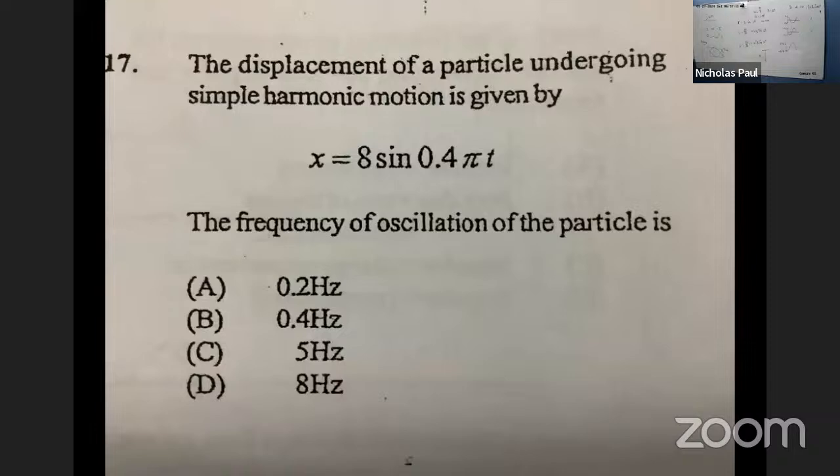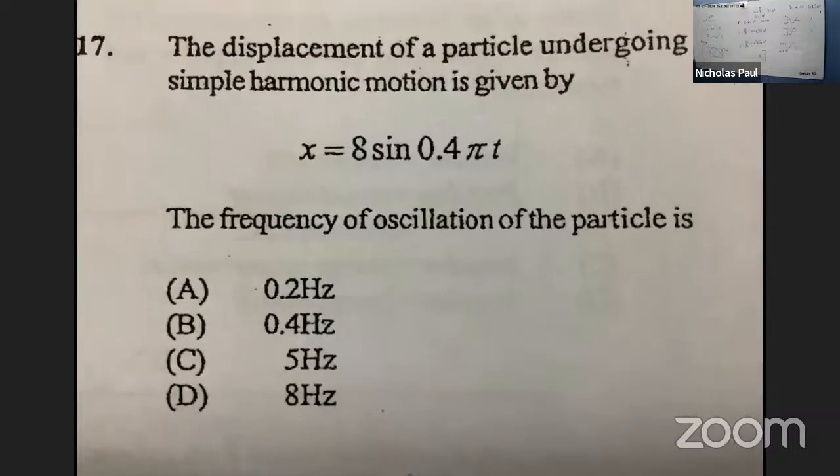Next one, Saraya. Next one is yours. All right, so what is here? We have a graph of displacement undergoing simple harmonic motion, right? What's the frequency? Look at the function. X is equal to what? Write the general form of it.